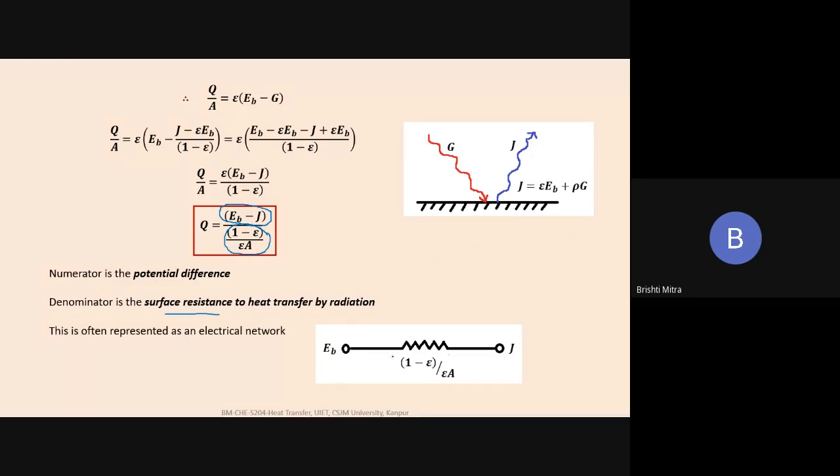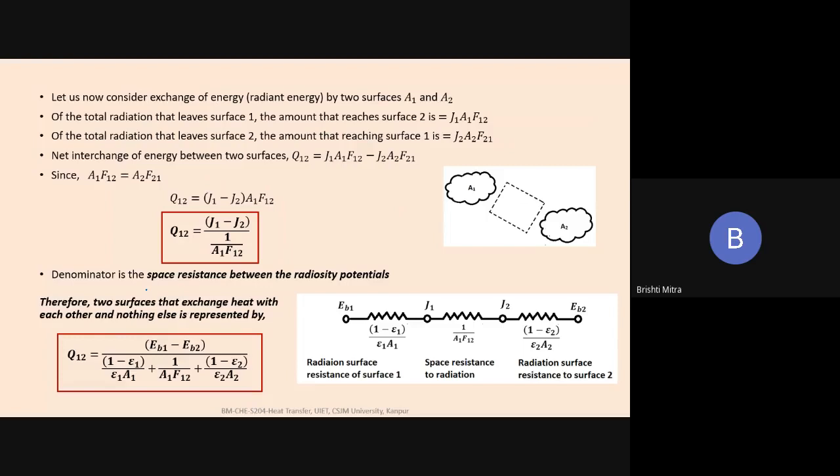And mathematically, we often write it like an electrical network, where these are the two ends of the potential, that is EB and J, and this is the amount of resistance between them, that is 1 minus epsilon divided by epsilon into A. So remember this term, that this is the surface resistance. This is going to be an important term that we have to look at. So is there any other kind of resistance that we are talking about? Let's see.